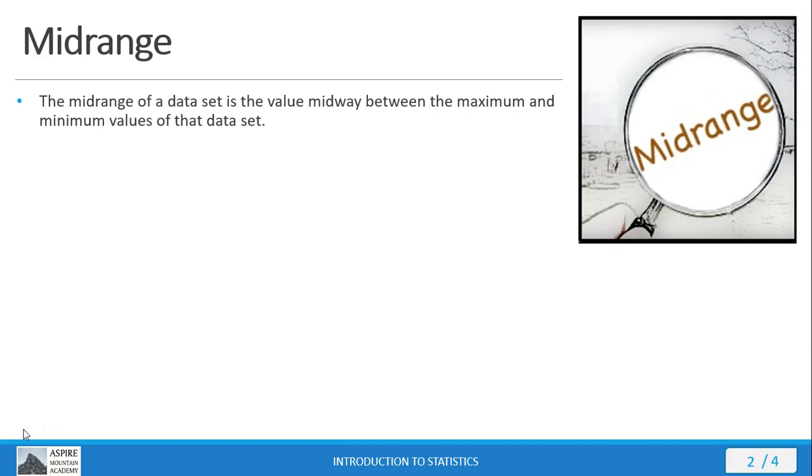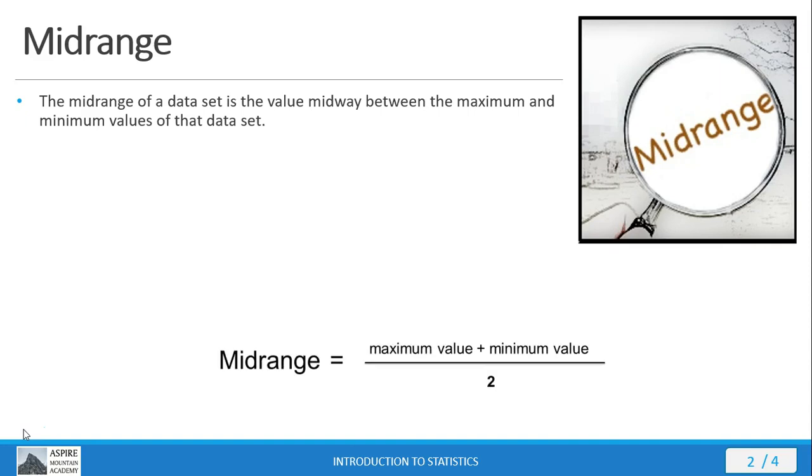In the previous mini lectures, we've examined the mean, the median, and the mode as measures of center. We've one more measure of center to discuss, and that is the mid-range. The mid-range is the value that's halfway in between the maximum and minimum values of the data set.